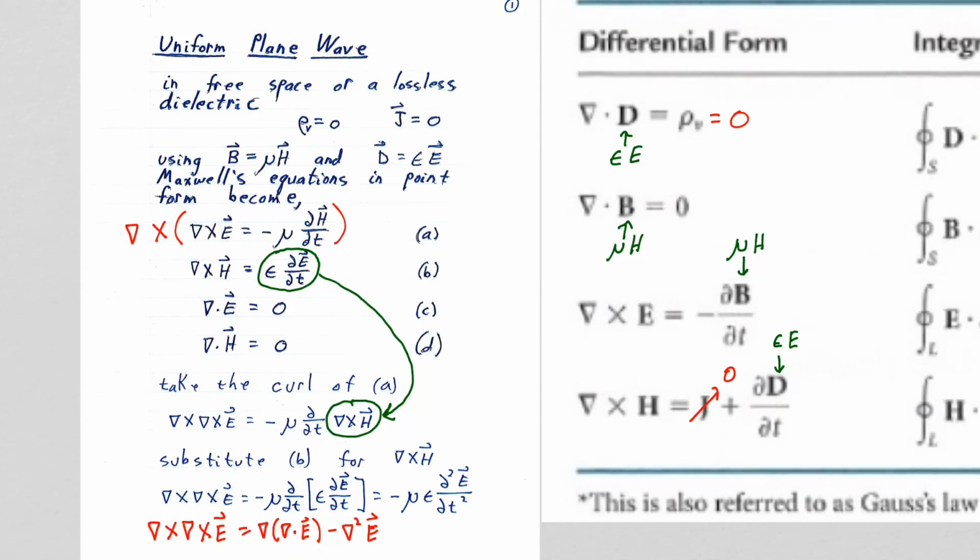Here is a vector identity for the curl of curl of E. And the divergence of E is equal to 0, so this first term goes to 0. So the curl of curl of E can be replaced with minus the Laplacian of the electric field intensity. So on the next page, I will write this term equal to this term.